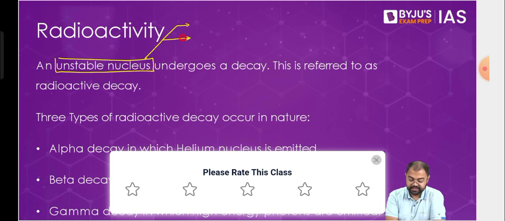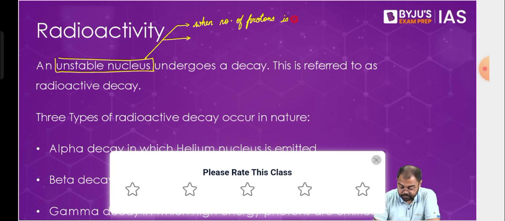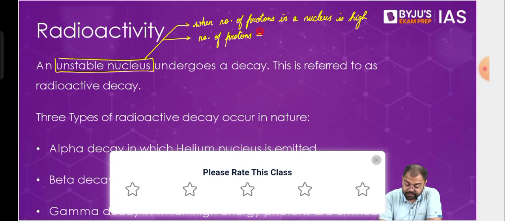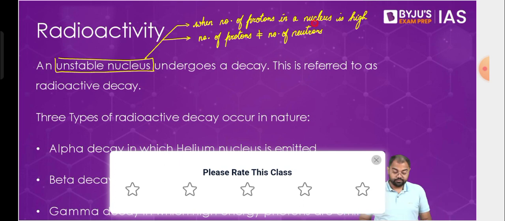Understand this, that there are two ways in which instability can come in. The first one is when the number of protons in a nucleus is very high. And secondly, when the number of protons is not equal to the number of neutrons. That is one kind of instability, and when the number of protons in a nucleus is very high, that's another kind of instability.